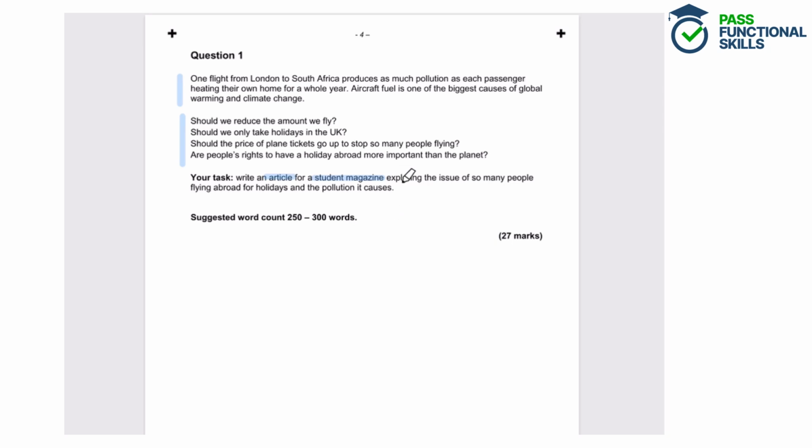And we are exploring the issue of people flying abroad for holidays. So the questions here and these facts can help us give us some ideas of what we can write about. But we can talk about pollution associated with flying. That is the topic that our entire answer needs to focus on.